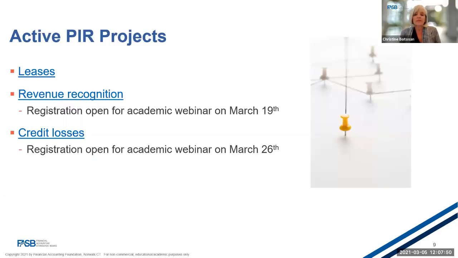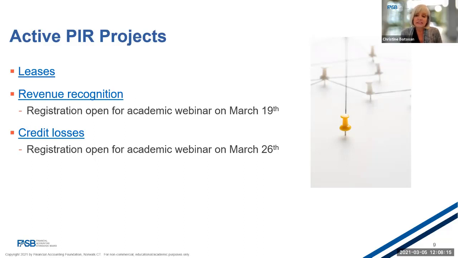We have three active post-implementation review projects currently on the standards on leasing, revenue, and credit losses. There is information on our website pertaining to the PIRs of each of these topics, and links to those materials related to the PIR of these three areas are embedded in this slide.